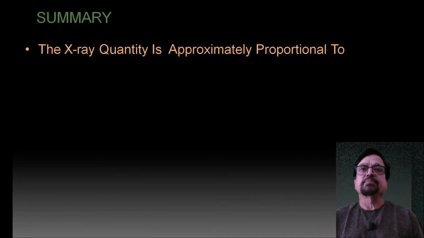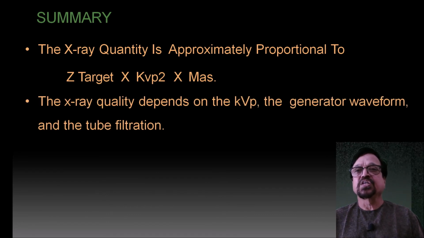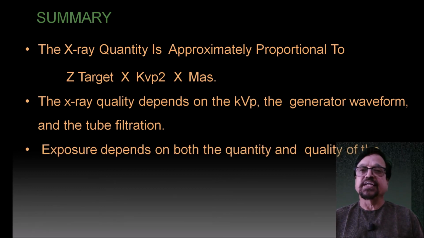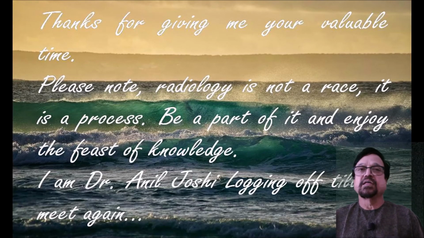Now we come to a summary. The X-ray quality is approximately proportional to this formula: Z is the target, X is the kVp squared, and then the mAs. The X-ray quality depends on the kVp, the generator waveforms, and the tube filtration. The exposure depends on both the quality and quantity of the X-ray beam.